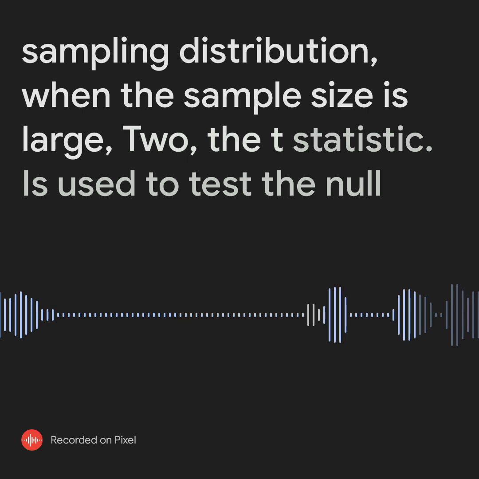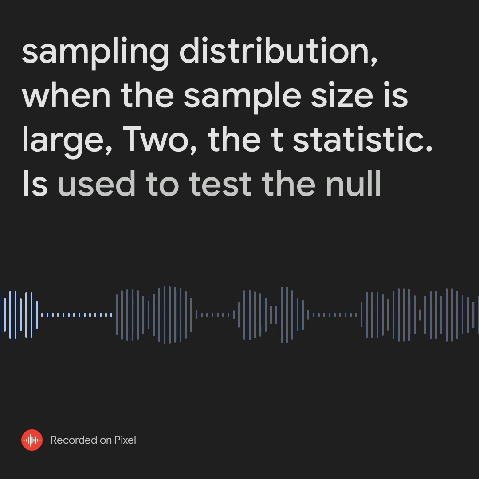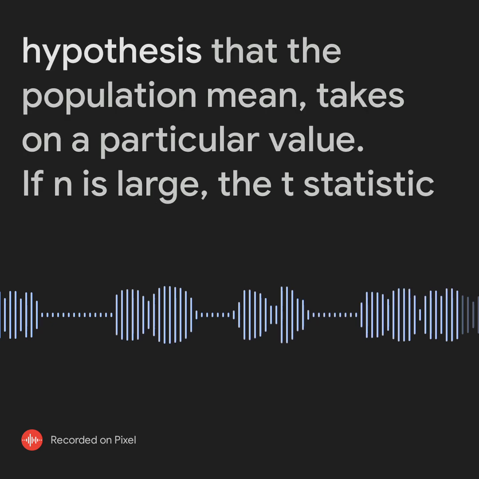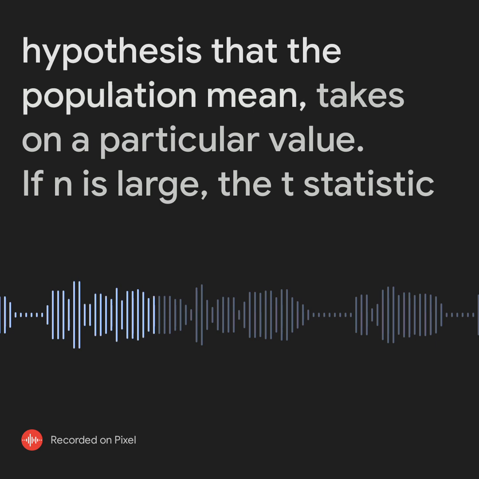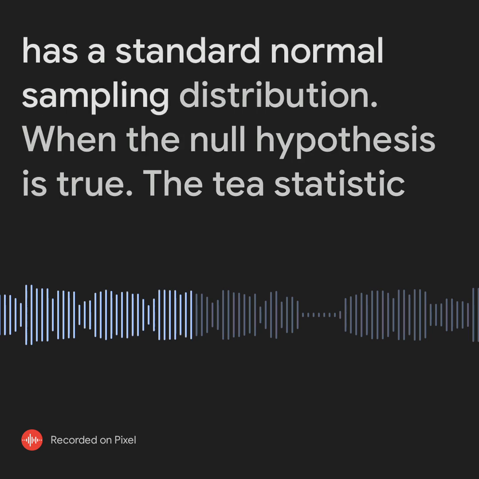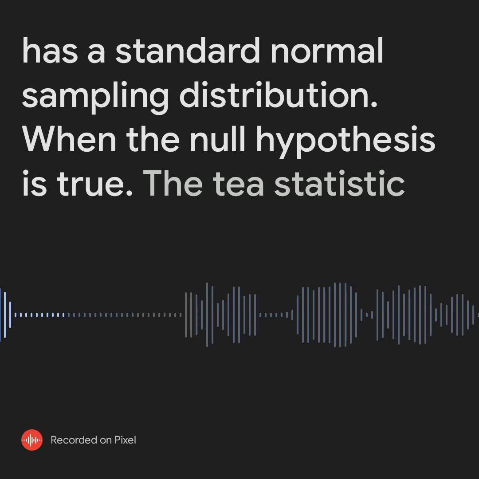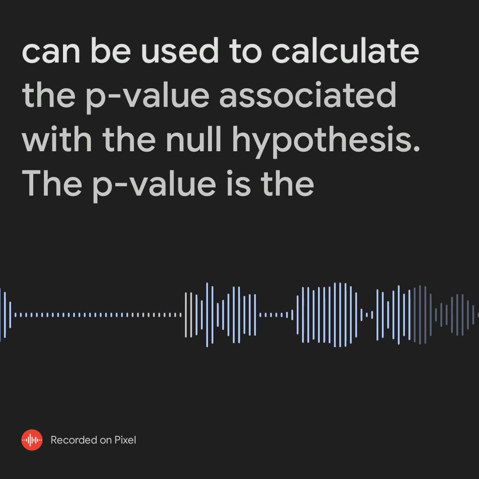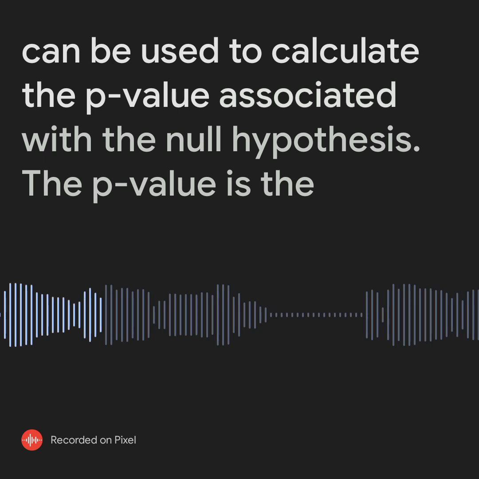2. The t-statistic is used to test the null hypothesis that the population mean takes on a particular value. If n is large, the t-statistic has a standard normal sampling distribution when the null hypothesis is true. The t-statistic can be used to calculate the p-value associated with the null hypothesis.